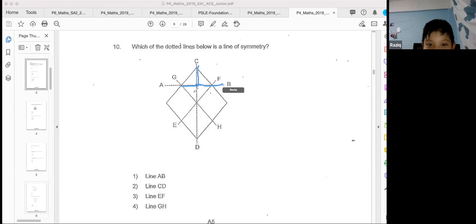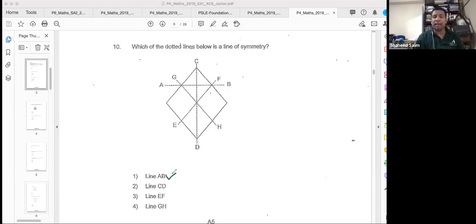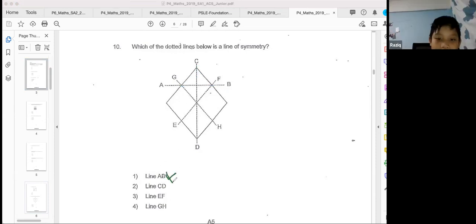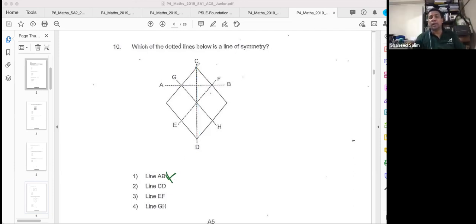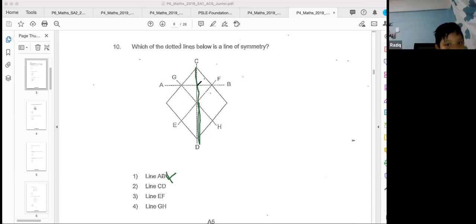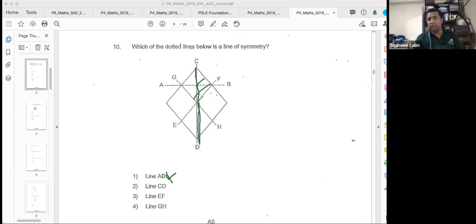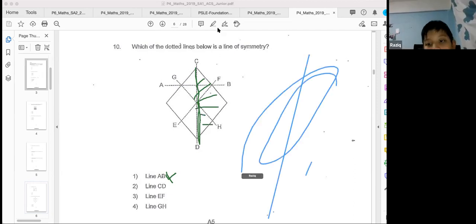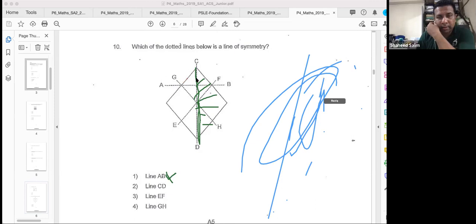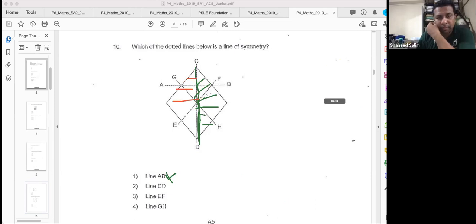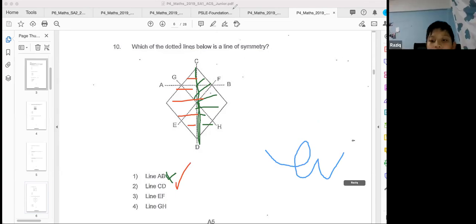Which one? No, must be one line. You see, they give you line AB. Okay, C2, CD. Let us see. You cut CD. Can you see that? Exactly, down here is the same. The left side is the same as the right side. Okay, we put down here. This is exactly the same. So you're correct. This one is correct. Well done. Okay, we try the next one.